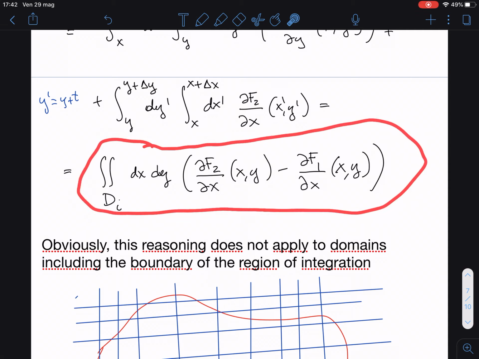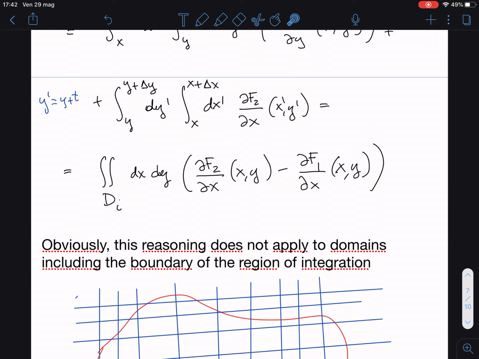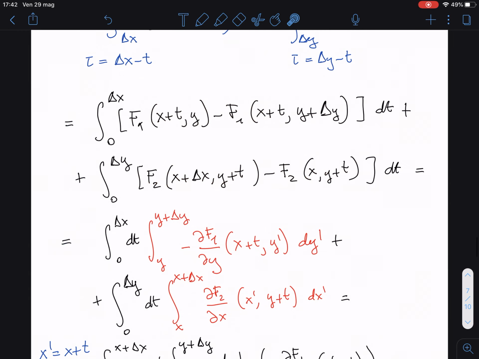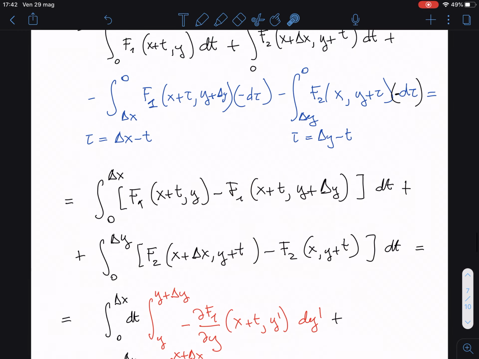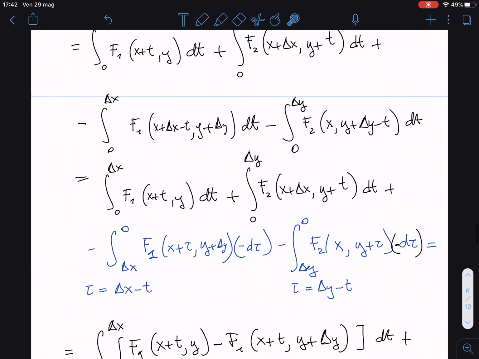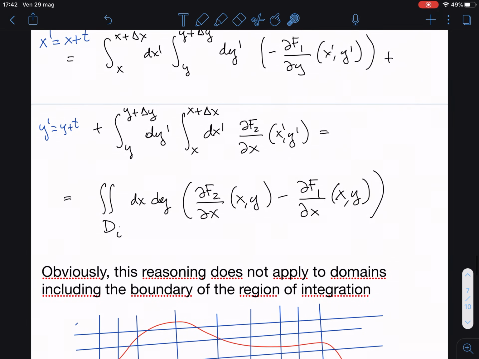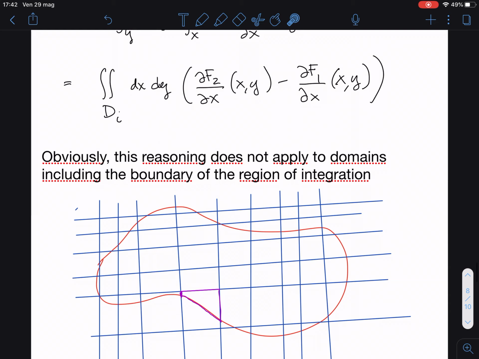Exactly the content of the Green theorem on a rectangle. So Green's theorem on a rectangle is very exact. It is just a sequence of elementary passages. Here there is no approximation, everything is exact. So why isn't it a mathematical proof?